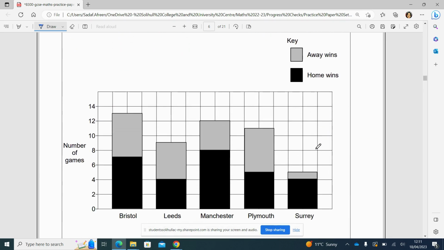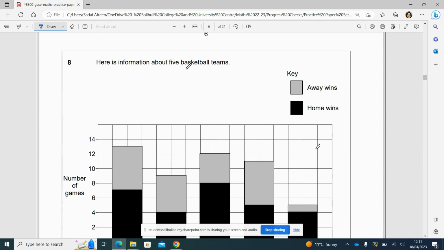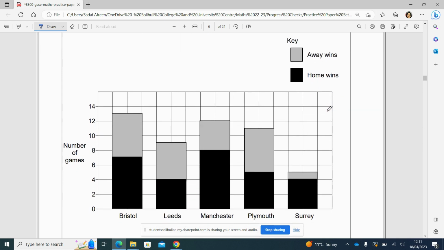Okay, question number 8. Here's information about 5 basketball teams, and the key is that gray is away wins and black is home wins.